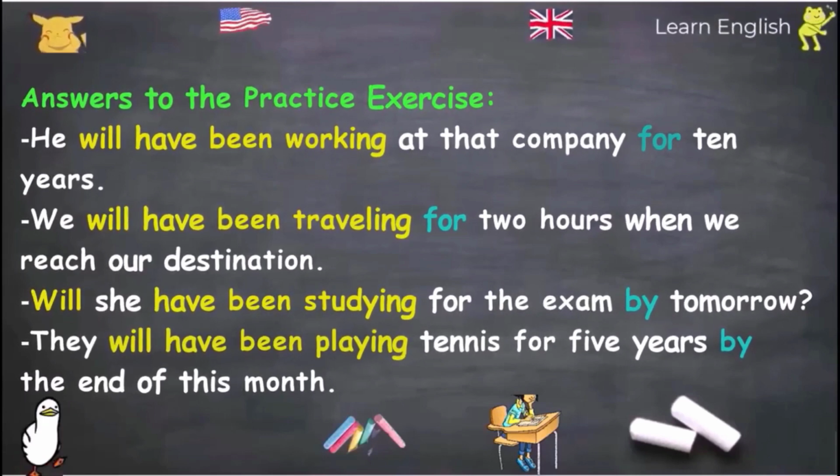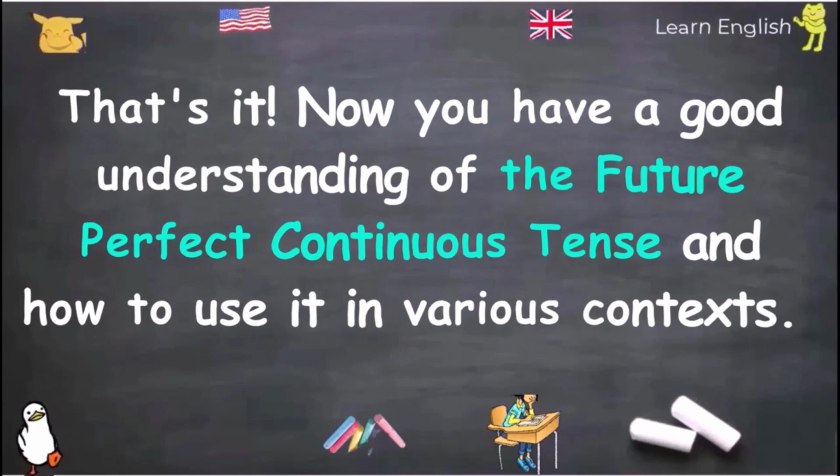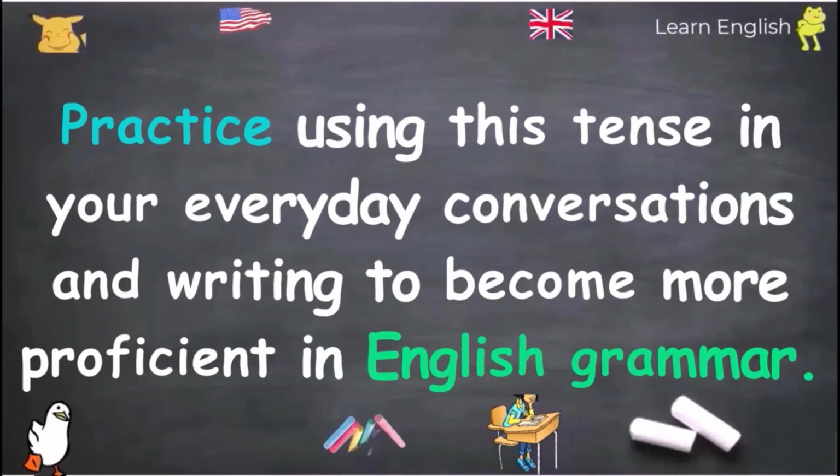Will she have been studying for the exam by tomorrow? They will have been playing tennis for 5 years by the end of this month. That's it. Now you have a good understanding of the future perfect continuous tense and how to use it in various contexts. Practice using this tense in your everyday conversations and writing to become more proficient in English grammar.